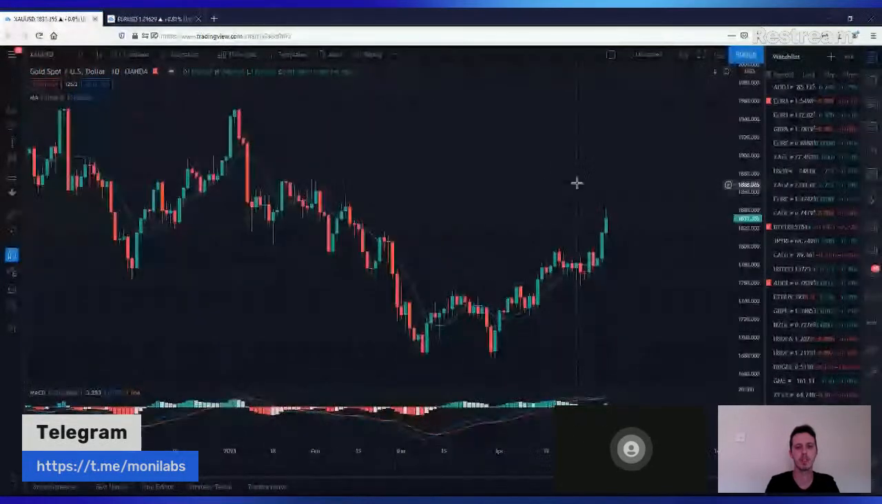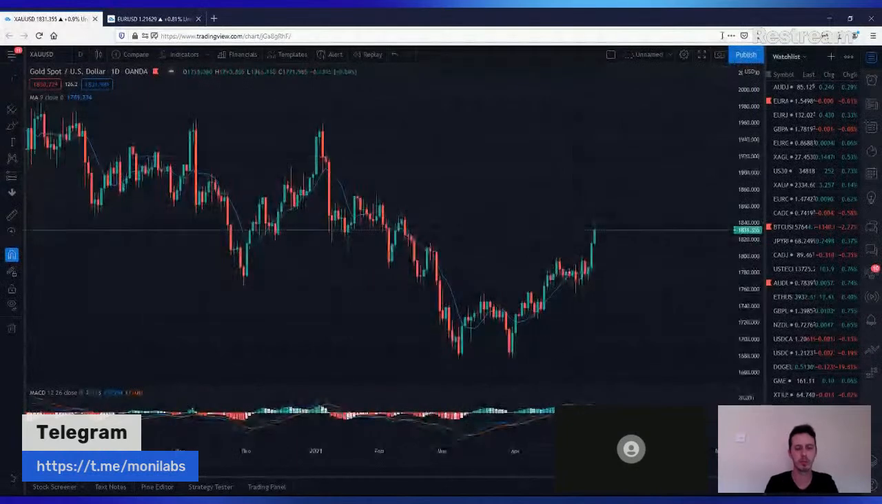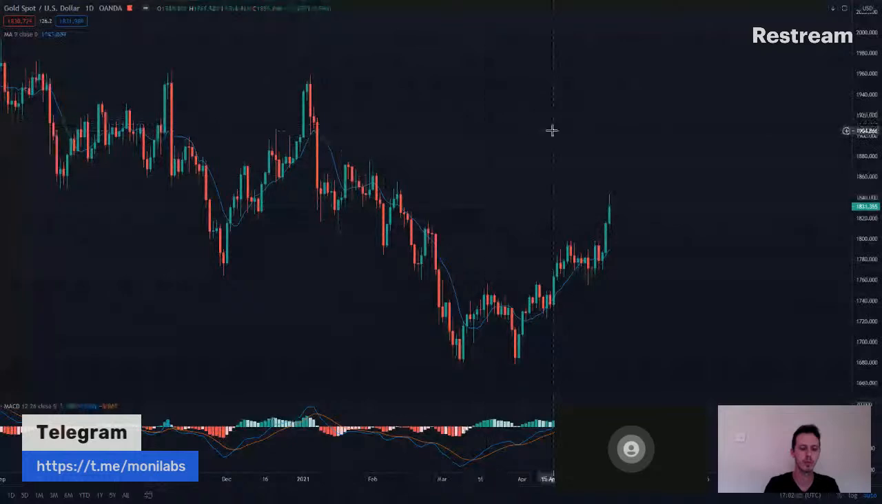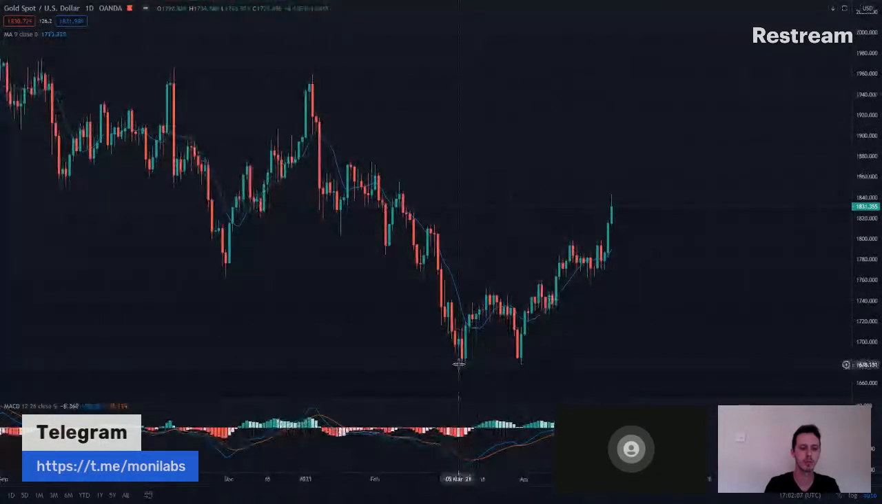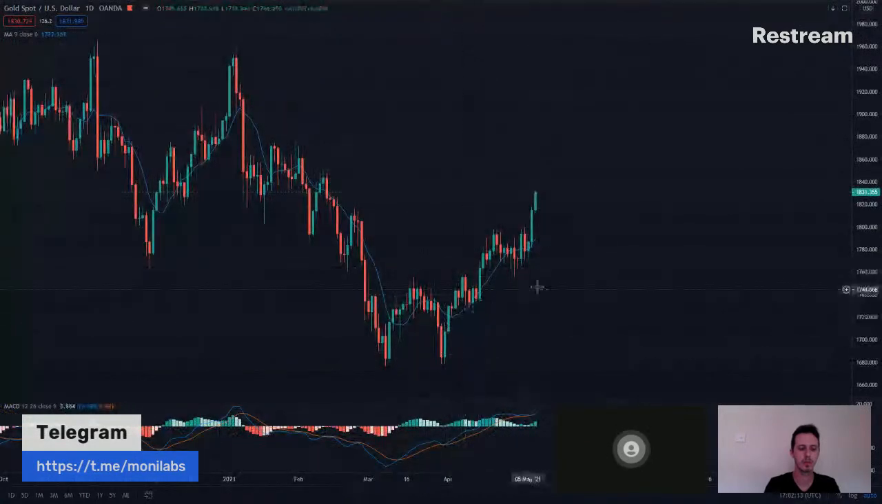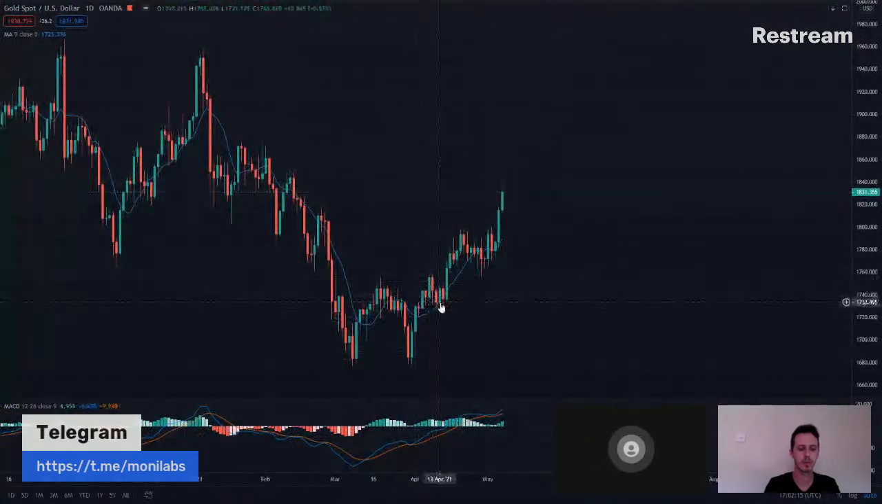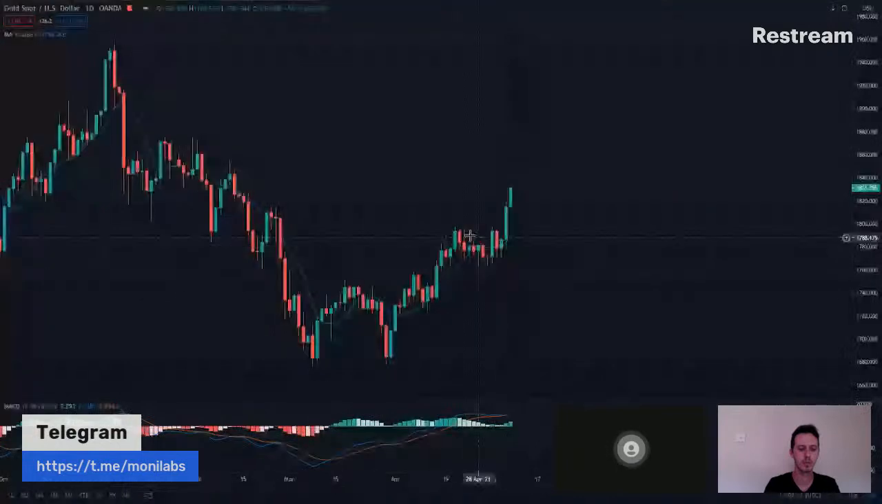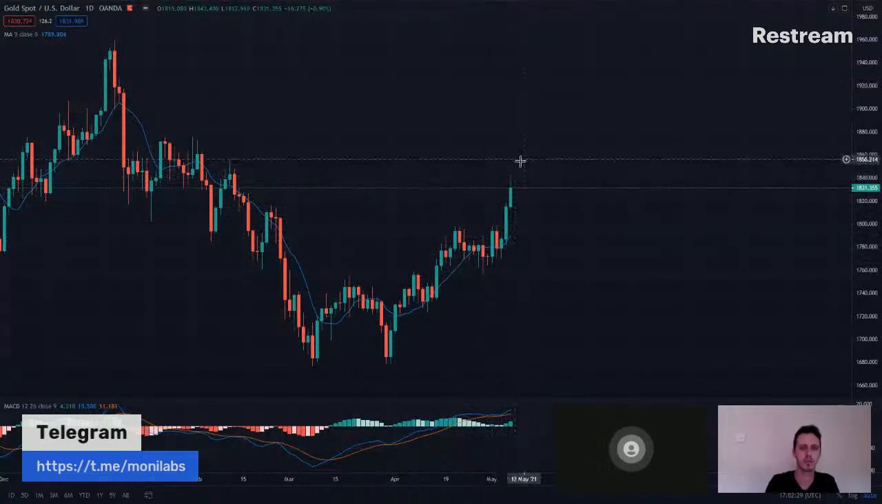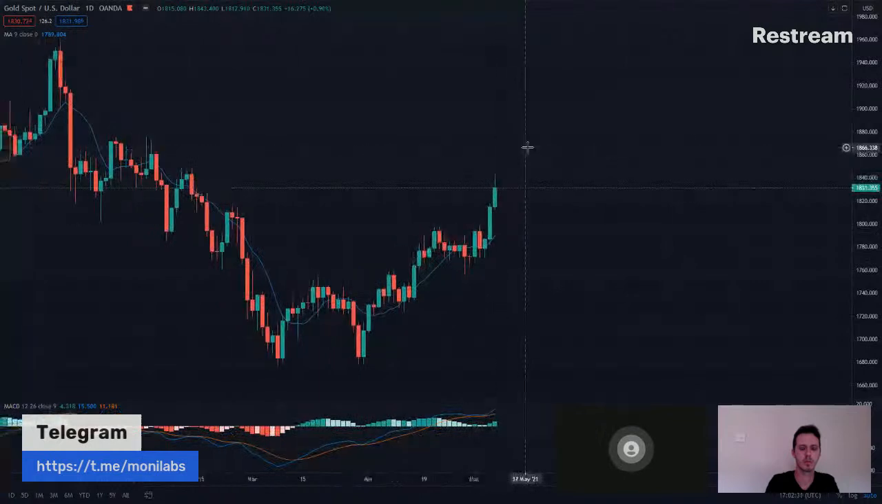So on gold right now, I'm on the daily time frame. As you can see, we bounced off from the lows. We were expecting a bounce off in the previous weeks. And now this was the decisive point for the gold, the 1,800. If we broke, which we did this week, the gold is heading for more upside. So which will be the next target?